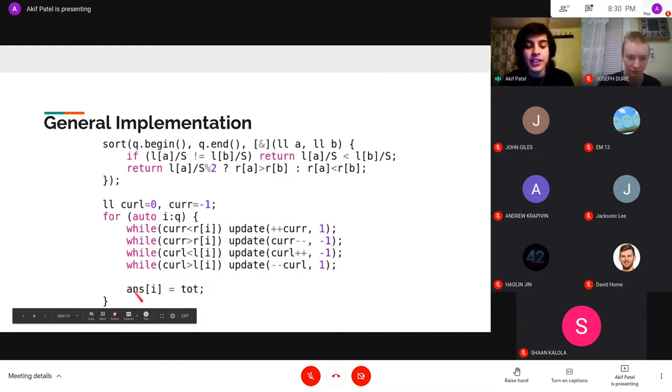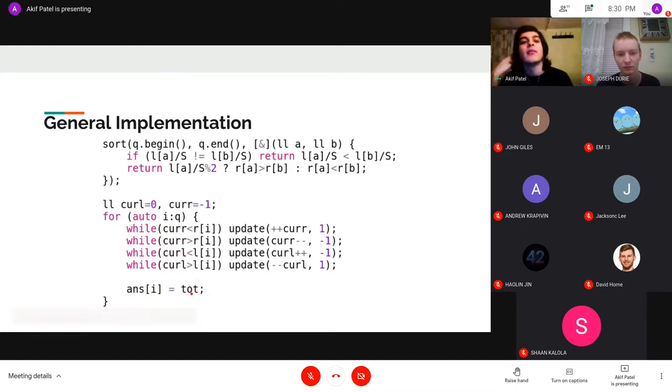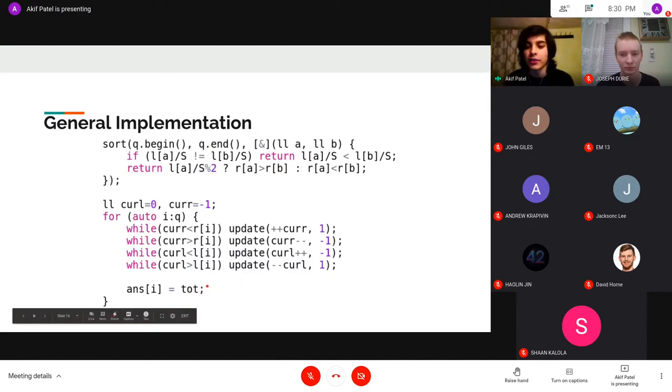And then here, instead of calling any query function, I just set it to whatever the global answer is. Occasionally, you will have to have some sort of query function because the answer won't be readily available. You'll have to actually do some operations to get the answer. And in that case, you can just call some query function that's also stored somewhere, that also just exists globally. And that's fine too. Okay.